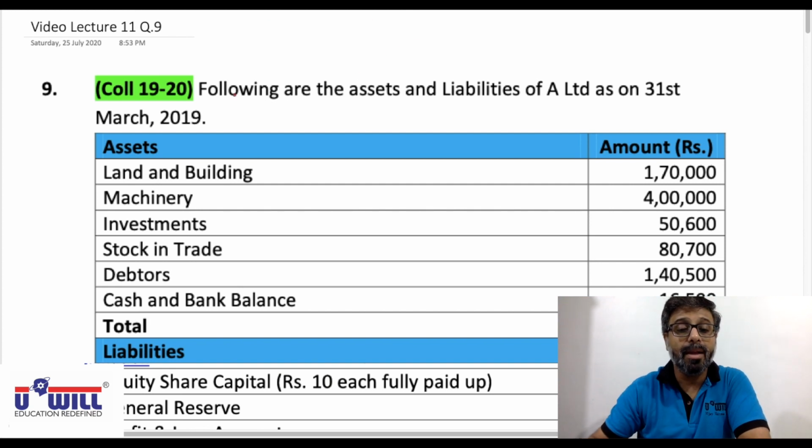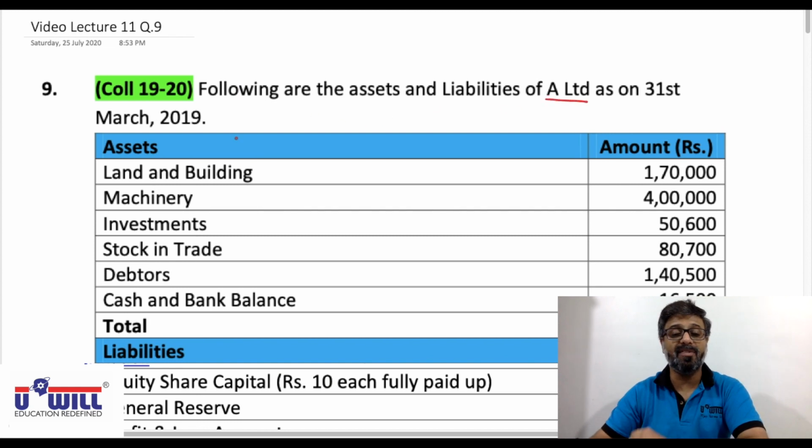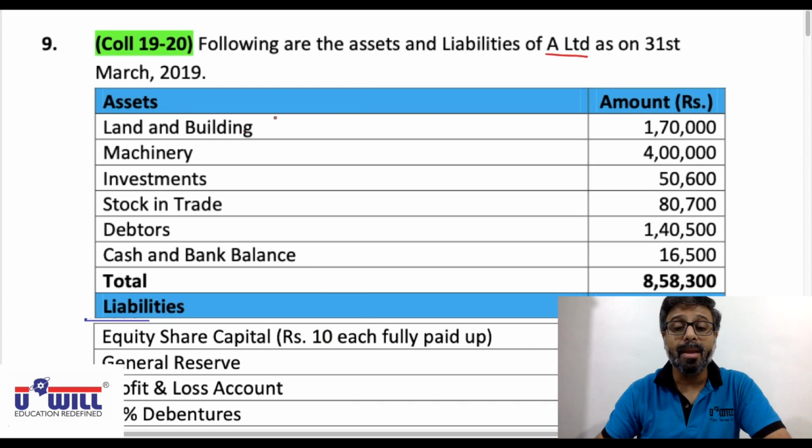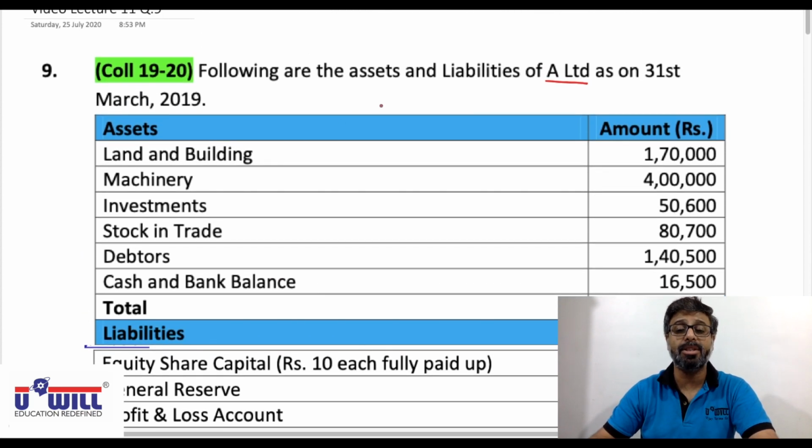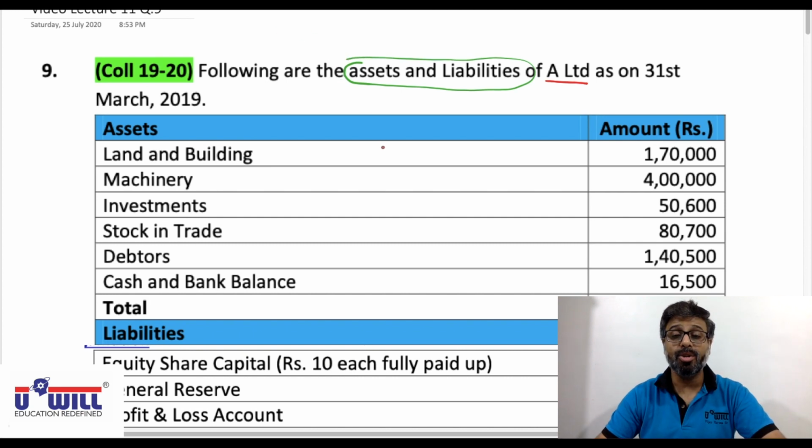Okay, be attentive. Following are the assets and liabilities of A Limited as on 31st March 2019. Now, this balance sheet format you will see is given in reverse. First assets are given, then liabilities are given, but actually it is not a balance sheet. Even if you see the heading, it is not mentioned that the following is the balance sheet of A Limited. What they have mentioned in the question is, following are the assets and liabilities. That's it. Information about assets and liabilities is given to you, so that can be given in any order. A proper balance sheet is not actually given to you.